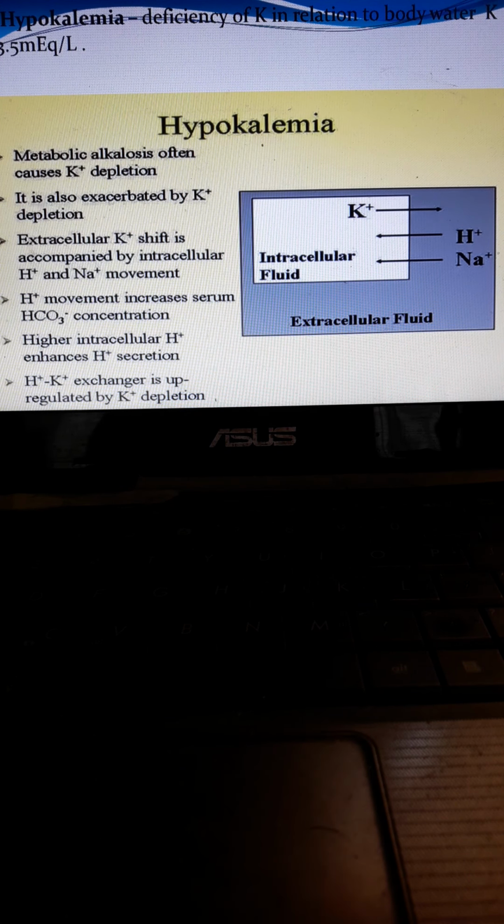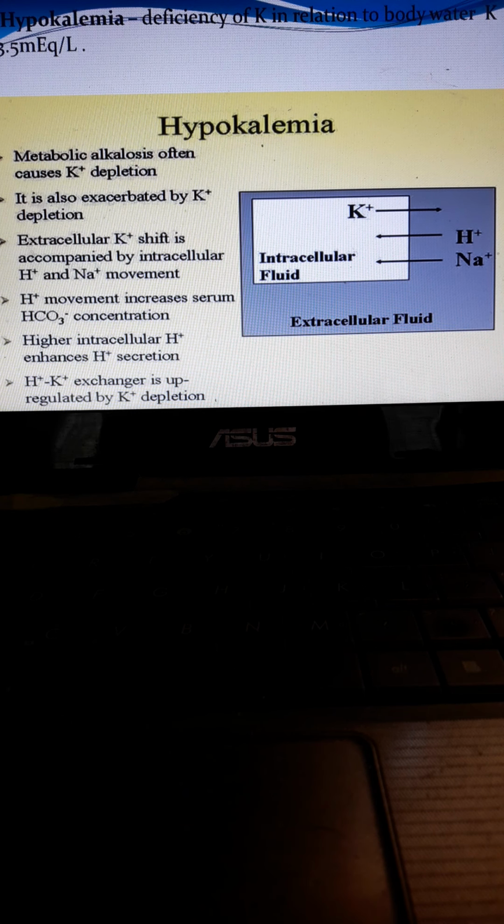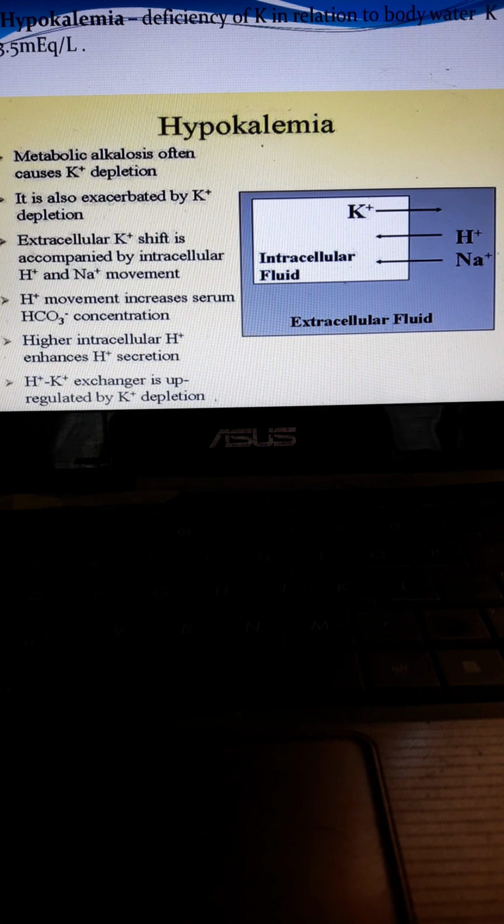So we say higher intracellular hydrogen, wherein a large amount of hydrogen enters the cytoplasm and increases the hydrogen ion. If there is an increase of hydrogen ion inside the cells, it will also increase the hydrogen potassium exchanger. So more potassium moves out of the cell, leading to potassium depletion. So that is the mechanism of hypokalemia.